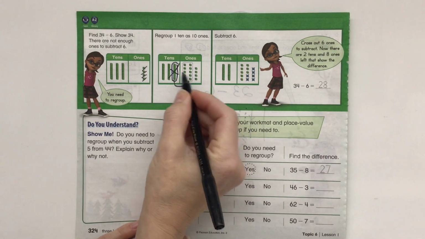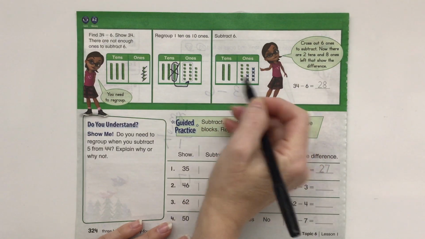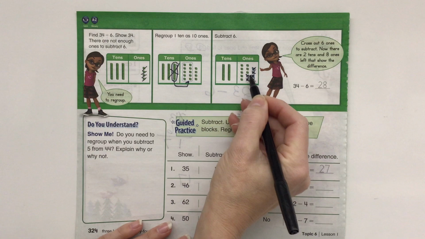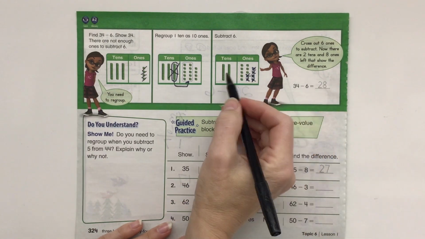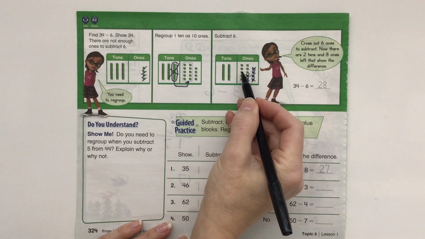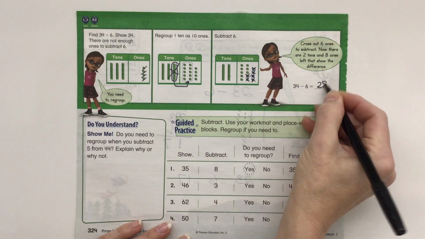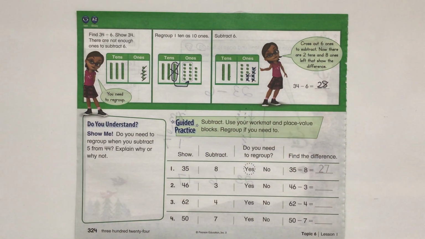Okay, we're going to cross that out. That becomes 10 ones. Now we can subtract 6. 1, 2, 3, 4, 5, 6. So we have enough, and then we'll count how many is left. 10, 20, 21, 22, 23, 24, 25, 26, 27, 28. So we get 28 there after we regroup.